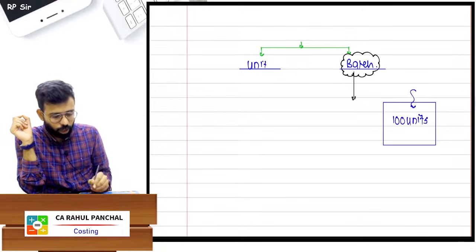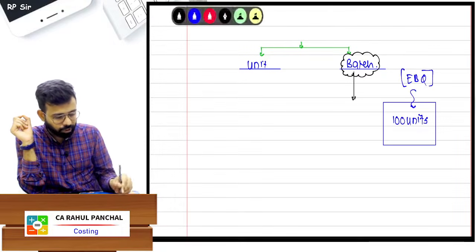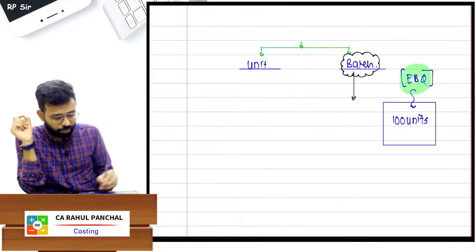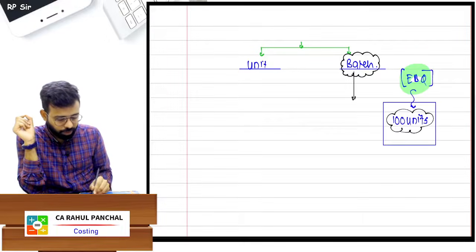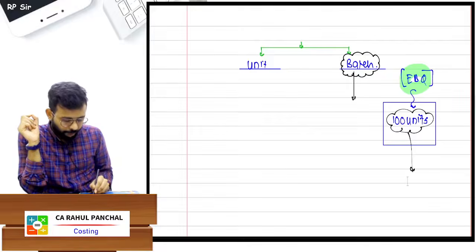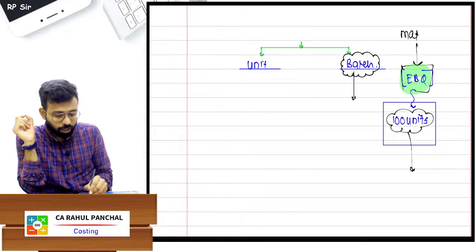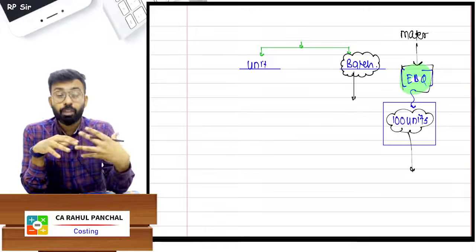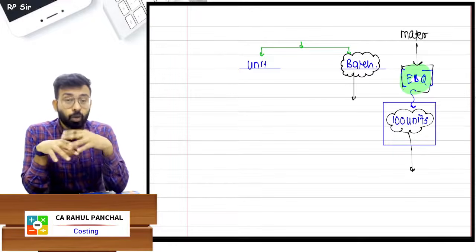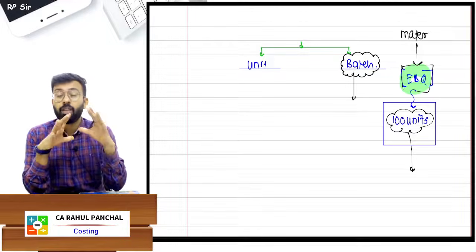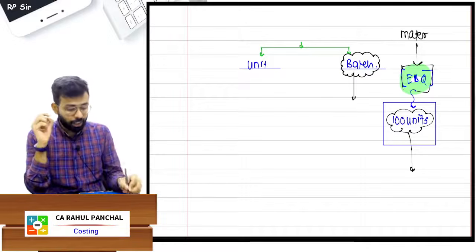That is known as economic batch quantity. That is how to calculate these units in batches. How do we arrive at how we get this 100 units produced in one batch? For that matter, you will learn the EBQ concept in material costing. When we come to that chapter, I will teach you how to calculate this 100 units. That is economic batch quantity, how it is calculated.